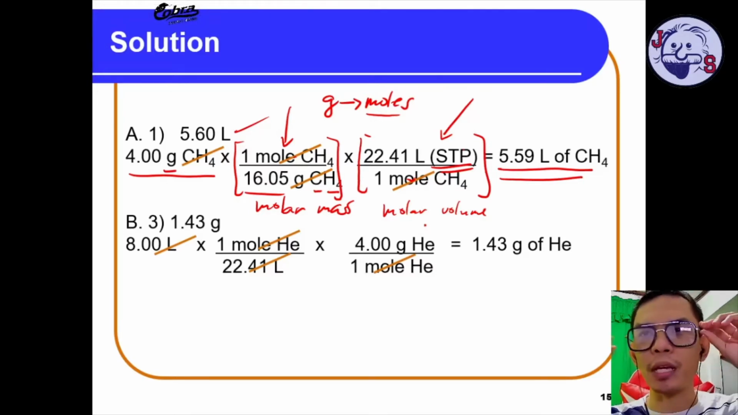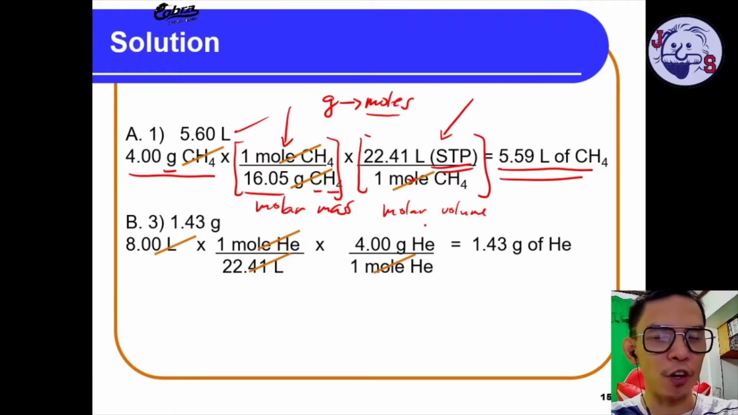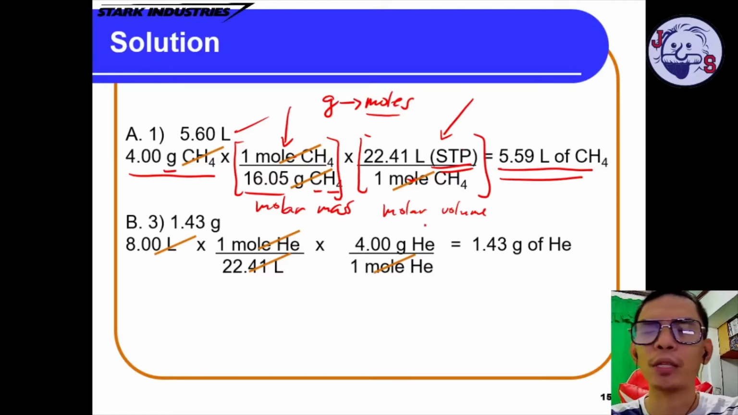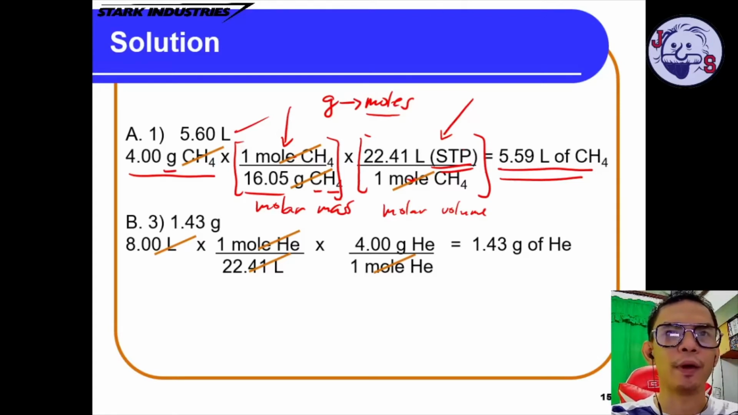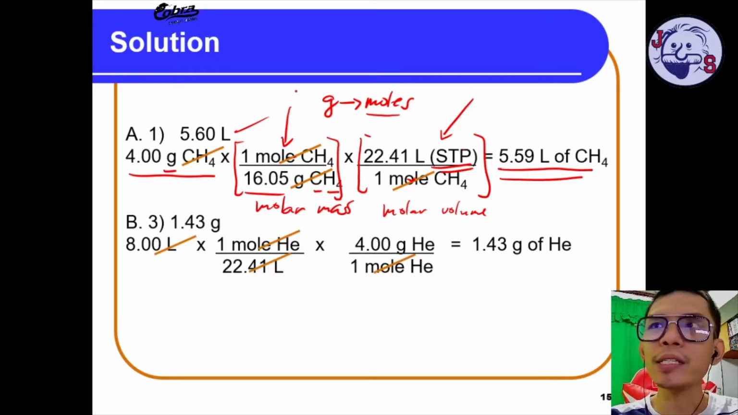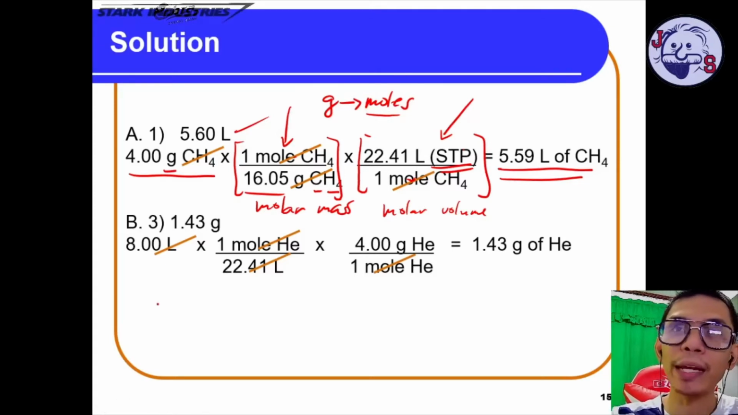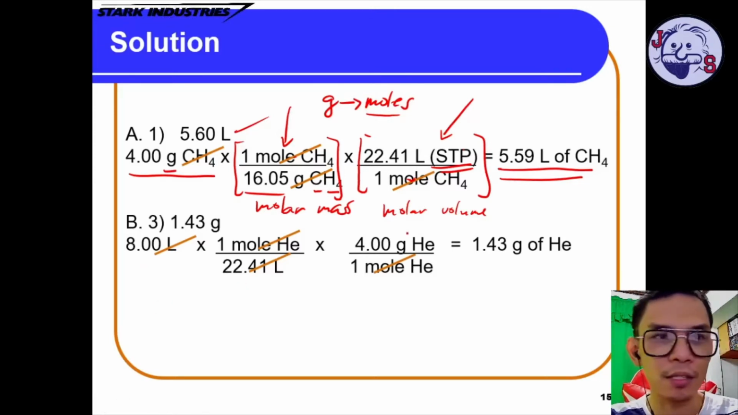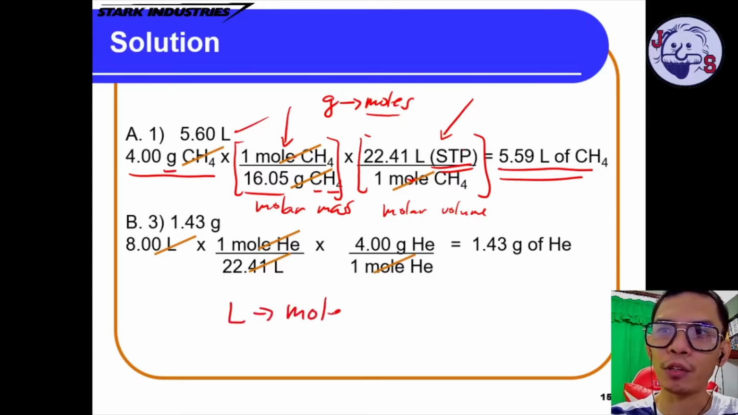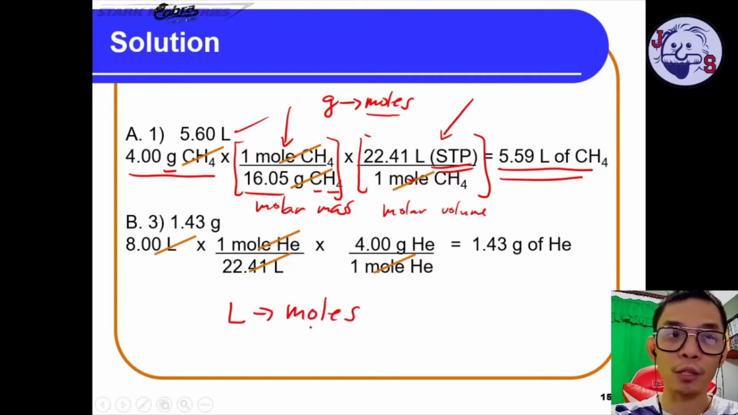Next one, letter B. This time, letter B is from volume to mass. So what are we going to do here? First is to convert liters to moles. Just like with mass, you cannot convert liters into mass if you don't convert it into moles first. Always convert it into moles before converting it into mass.